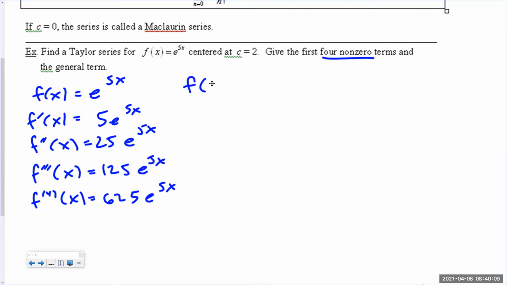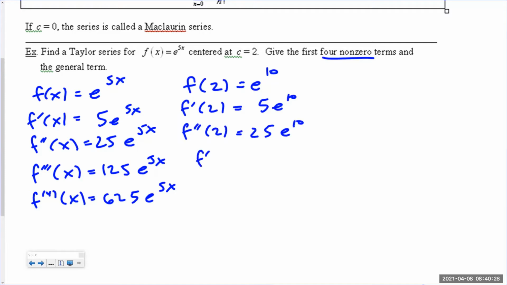Okay, f of 2 is equal to e to the 10. F prime of 2, oops. Do you guys see why I'm plugging in 2? Everybody good? I'm plugging in the center. Okay, so this is how you do the table. So f prime of 2 is 5e to the 10. F double prime of 2 is 25e to the 10. F triple prime of 2 is 125e to the 10. And the fourth derivative, the notation changes when you get bigger than 3. So that's 625e to the 10.